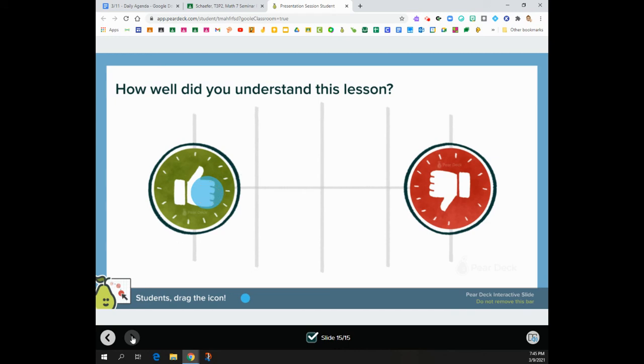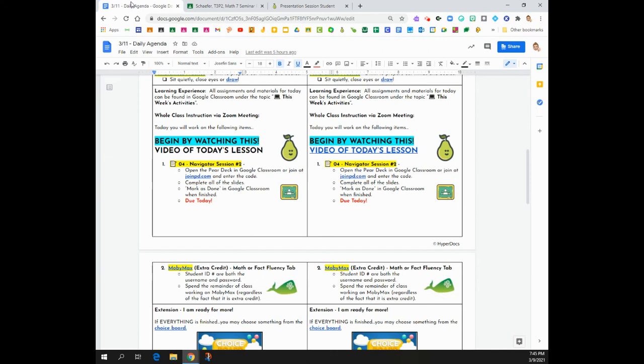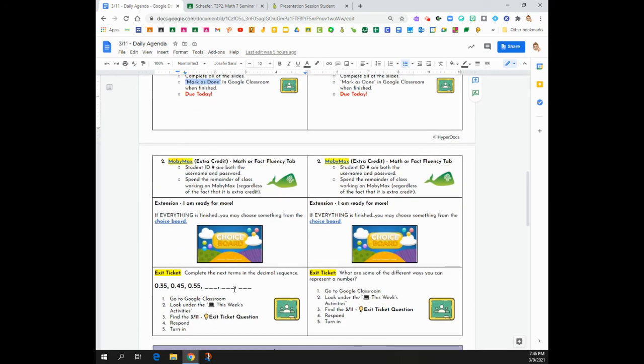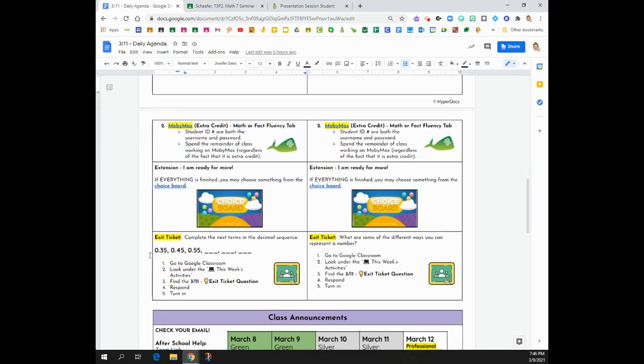You want to make sure that you look back through your slides and have every slide completed. Then you're going to turn it in. So you're going to go into Google Classroom and make sure that you turn in Navigator Session number 2 by marking it as done. This is your way that you tell me that you're ready for me to grade. Then continue working through your daily agenda. So next would be MobyMax, working on extra credit in the math or fact fluency tabs. Then you can choose something from the choice board. And don't forget to do your exit ticket today before you leave.